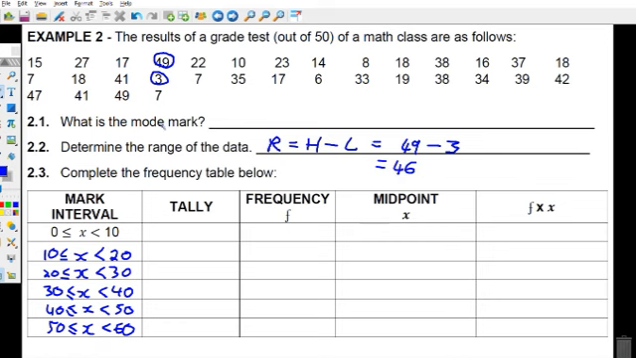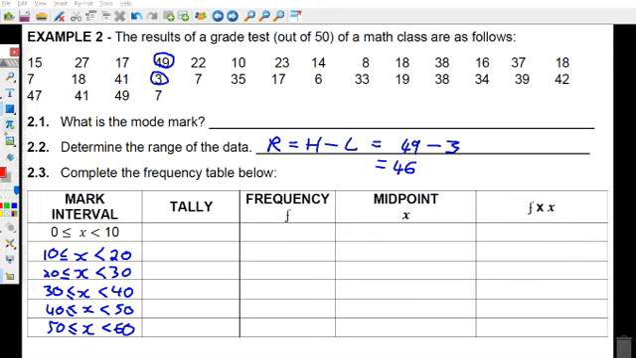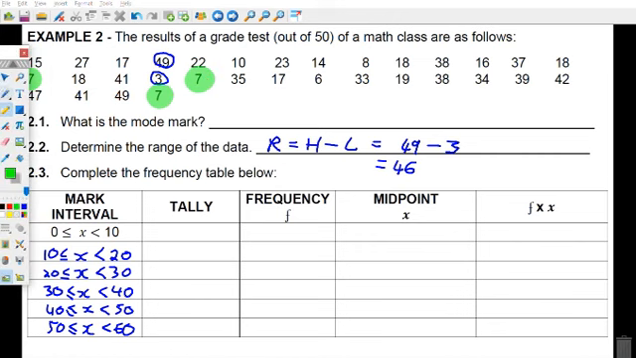Okay, what is the modal mark? Now the mode is again the number that occurs the most. So quickly find what the modal mark is. My modal mark is the number that occurs the most. Okay, so the number that occurs the most is 7. So there's a 7, there's a 7, and there's a 7 there. So my mode is 7. Okay, very low marks there.